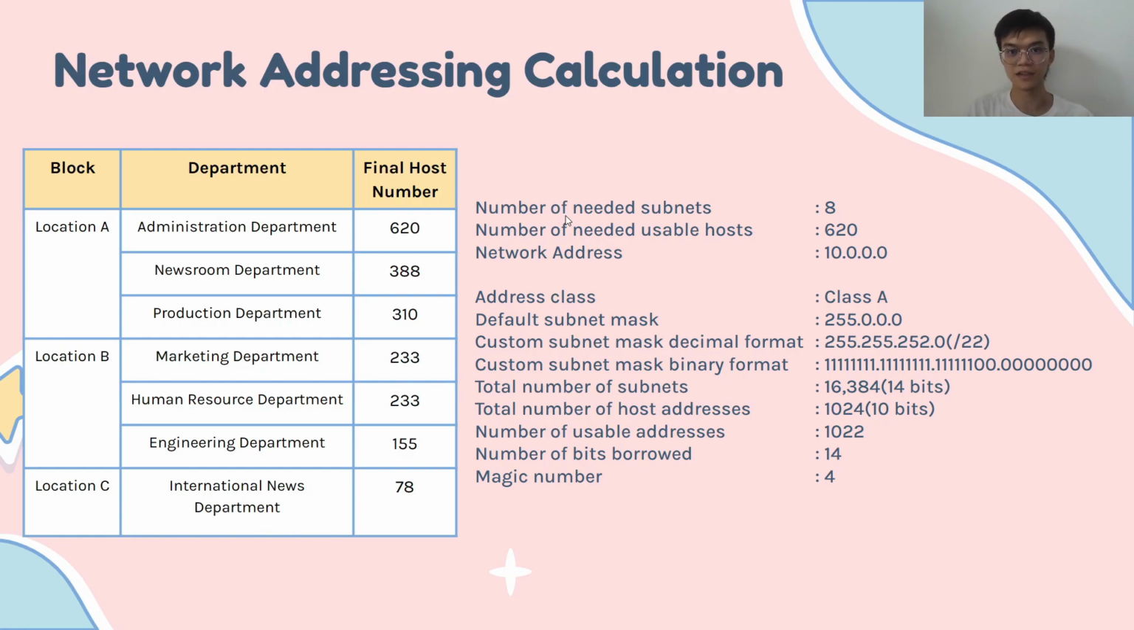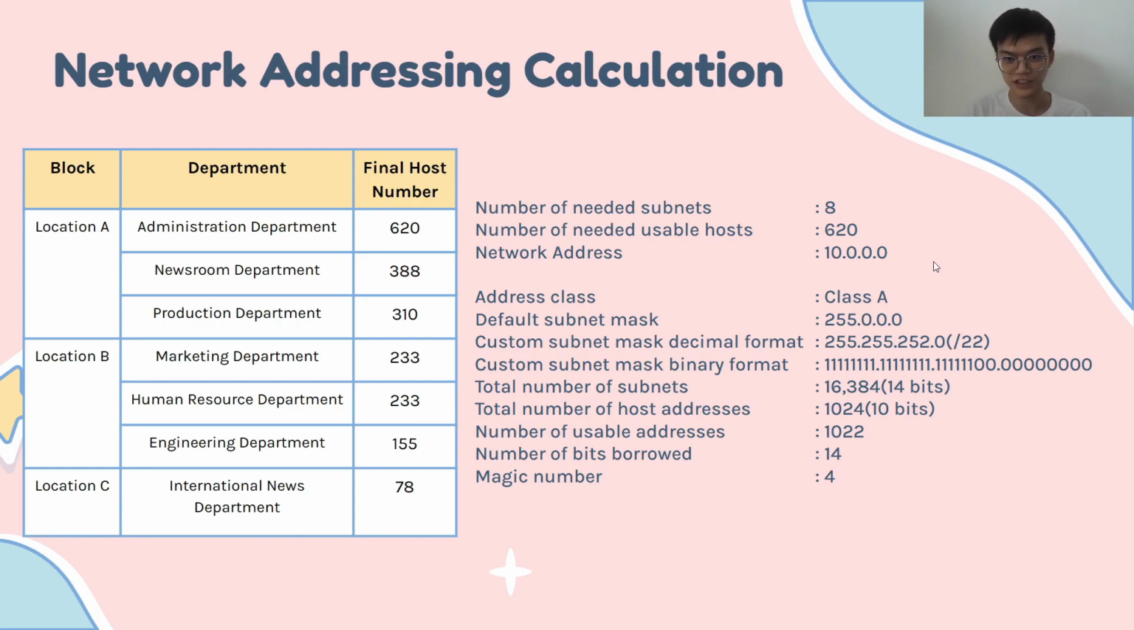The number of subnets we need is 8, which is 7 departments plus one router-to-router connection. In the scenario, the given address is 10.0.0.0, which is a class A address with a default subnet mask of 255.0.0.0. After calculating everything, the custom subnet mask in decimal form will be 255.255.252.0 with a prefix of /22.